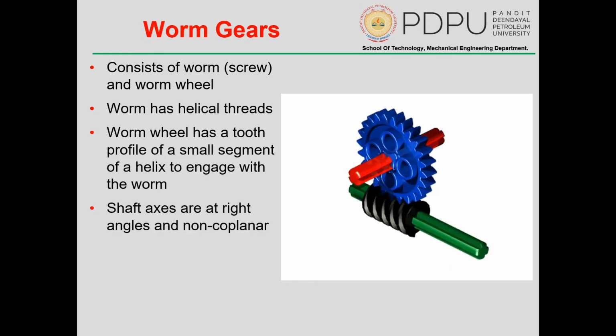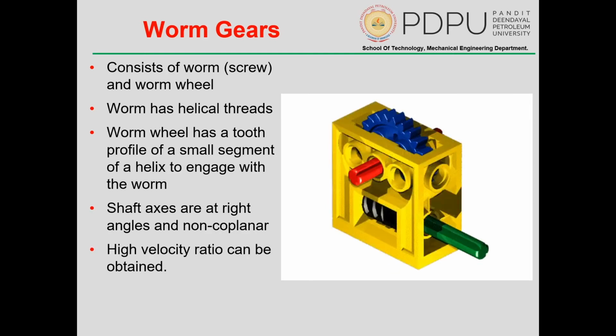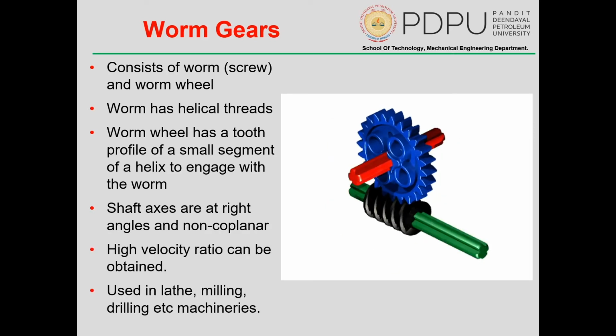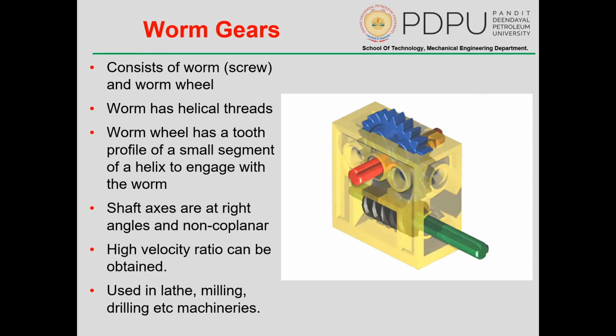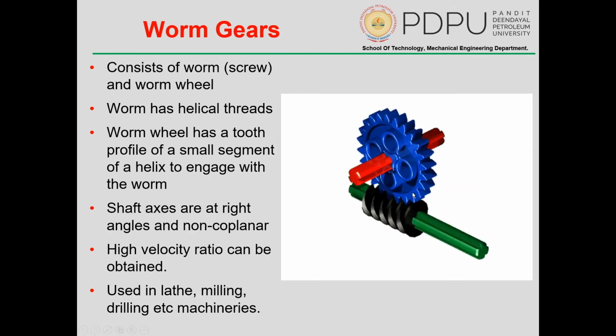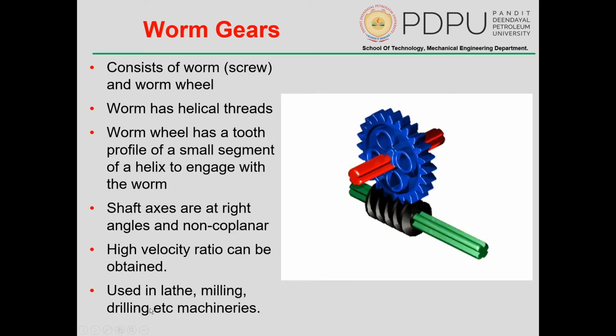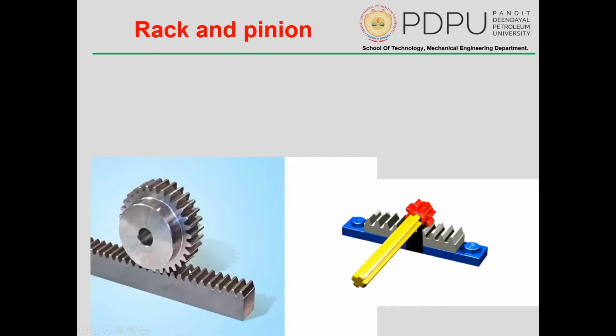Okay, so shaft axes are at right angles and are non-coplanar. High velocity ratios can be obtained and used in lathe, milling machine, drilling, etc. The example that I gave you is something you can find at your home, but in industries it is used in lathe, milling machine and drilling machineries.